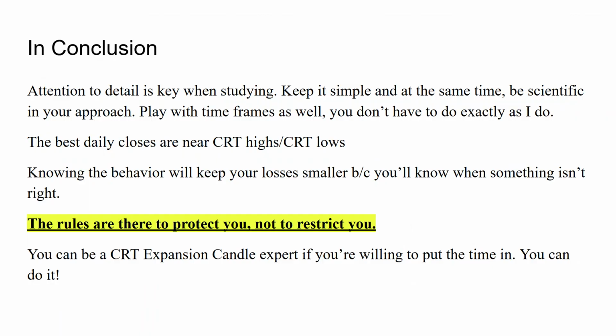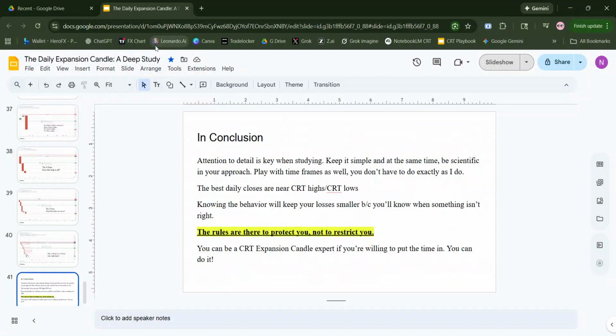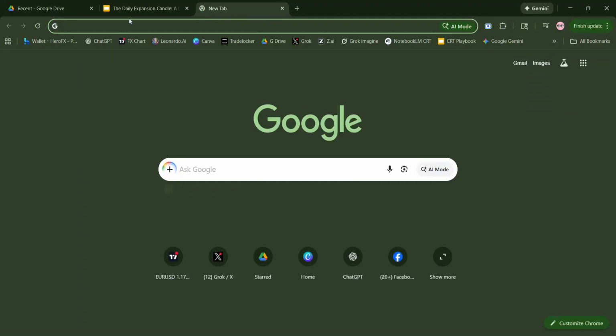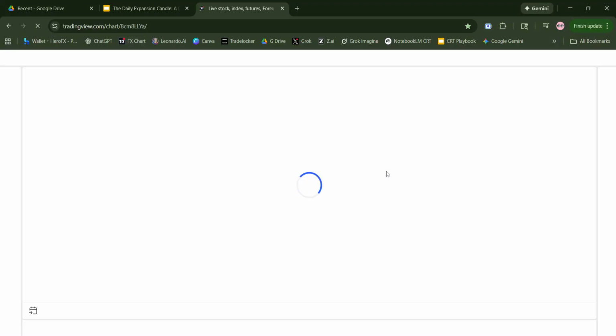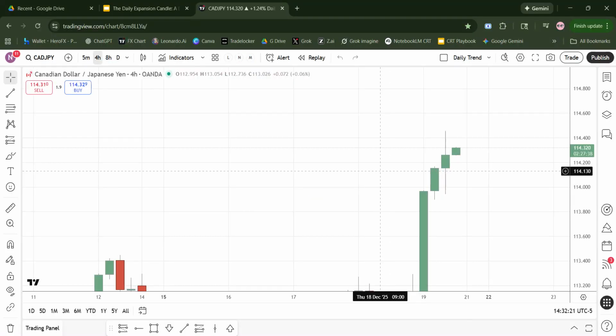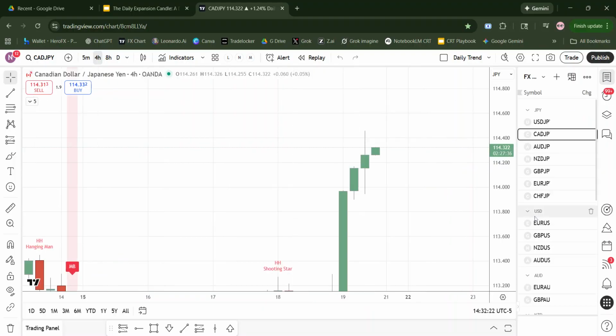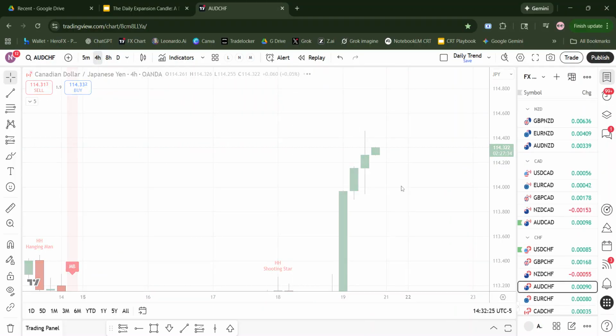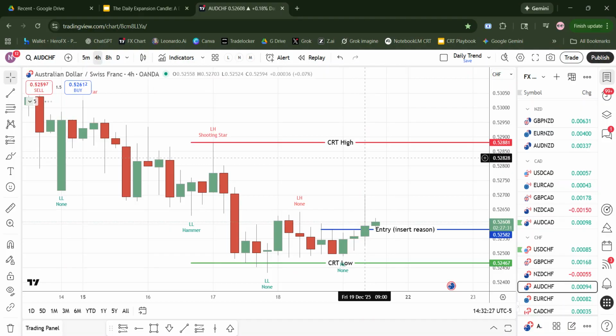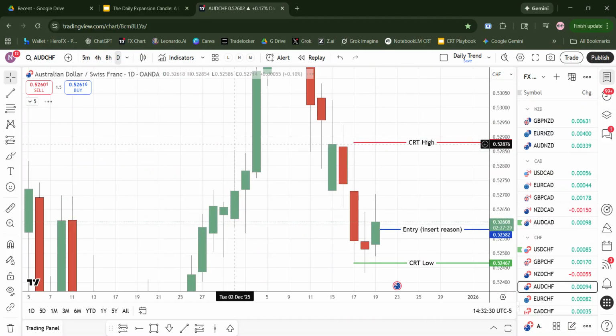Or maybe sometimes the price isn't going to do anything, and I'll show you that just to wrap this video up in a second. But you can be a CRT expansion candle expert if you're willing to put the time in. You can do it, but remember the chart is going to show you more than I ever could. So real quick, I'll show you a brief example on a trade that I took today that didn't do what I wanted it to do. It was Aussie Swiss on the daily.